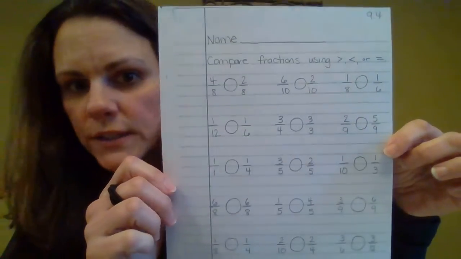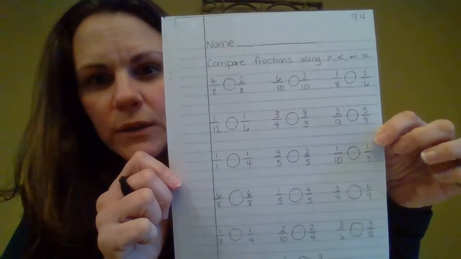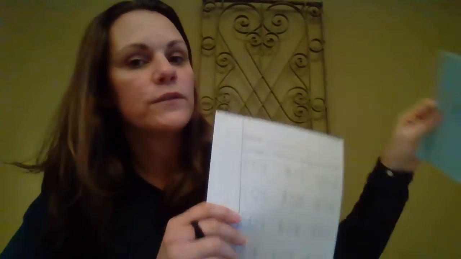Now on the back, I might split it into 2 sheets. On the back, it's just fractions with a circle in the middle. So you would have to use your fraction flip book to figure out which one's greater, but I'm also going to teach you a little trick.